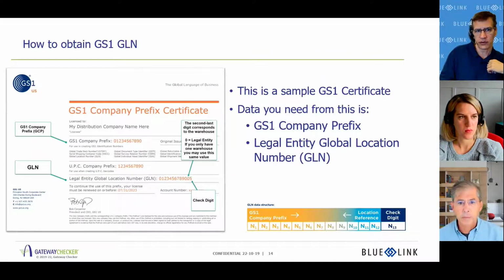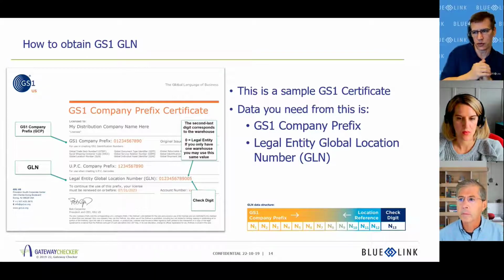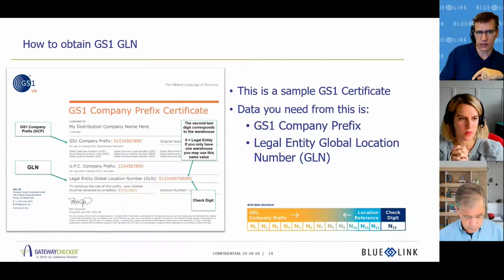So here's a sample of what a certificate might look like when you've actually purchased it from GS1. You're going to get a PDF file that looks just like this, and it's going to have your GS1 company prefix on one line. And then down at the bottom, you're going to see what they call the legal entity global location number, and it's got the same prefix, same number at the beginning, and then they add a 0. So the 0 is intended to be your legal entity, your billing address one. And then there's always going to be a check digit at the end.